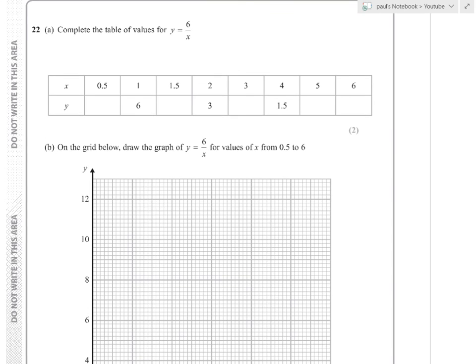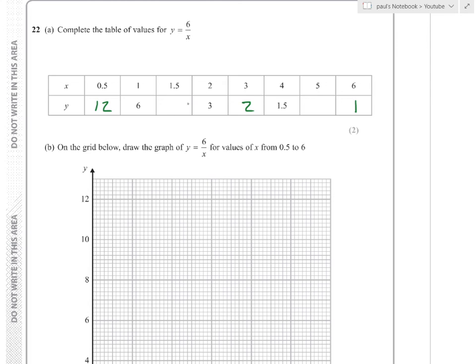Complete the values of this. So y equals 6 over x. So here's all the values of x's. So we just substitute into there and find out the y's. So let's do 3. 6 divided by 3 is 2. 6 divided by 6 is 1. 6 divided by a half is 12.